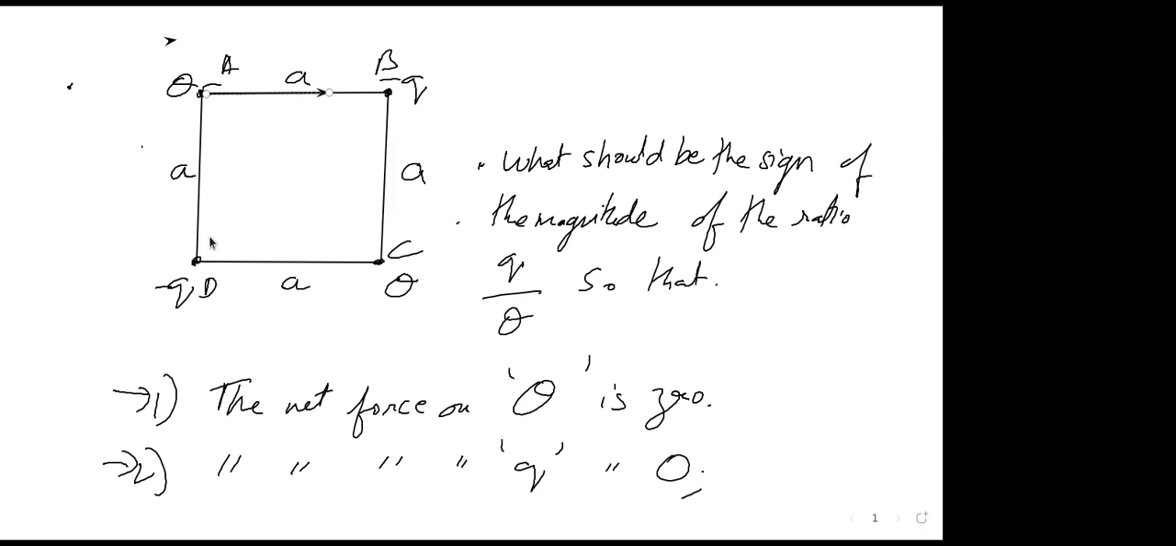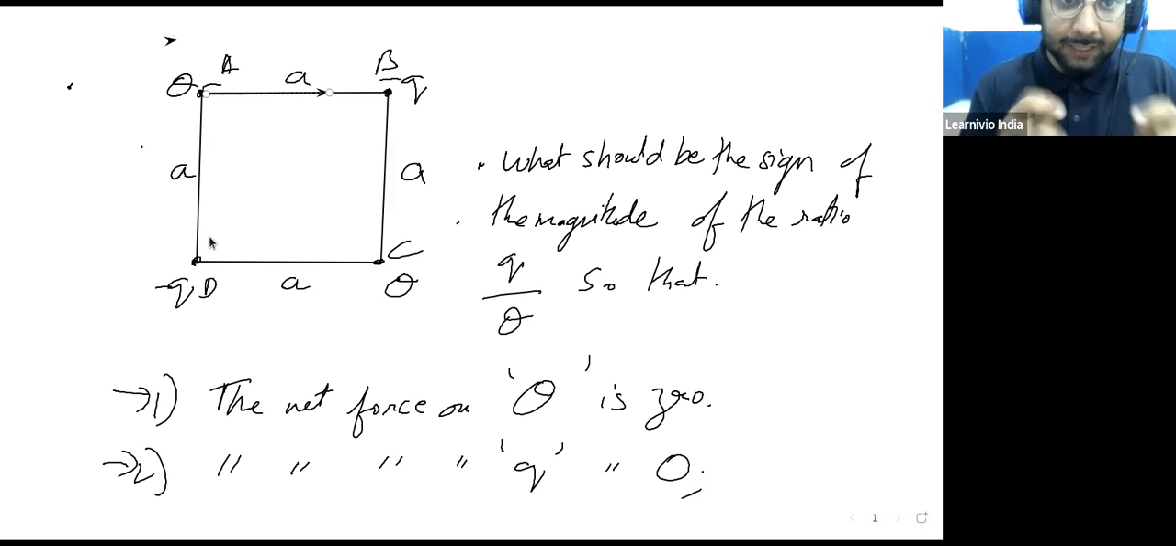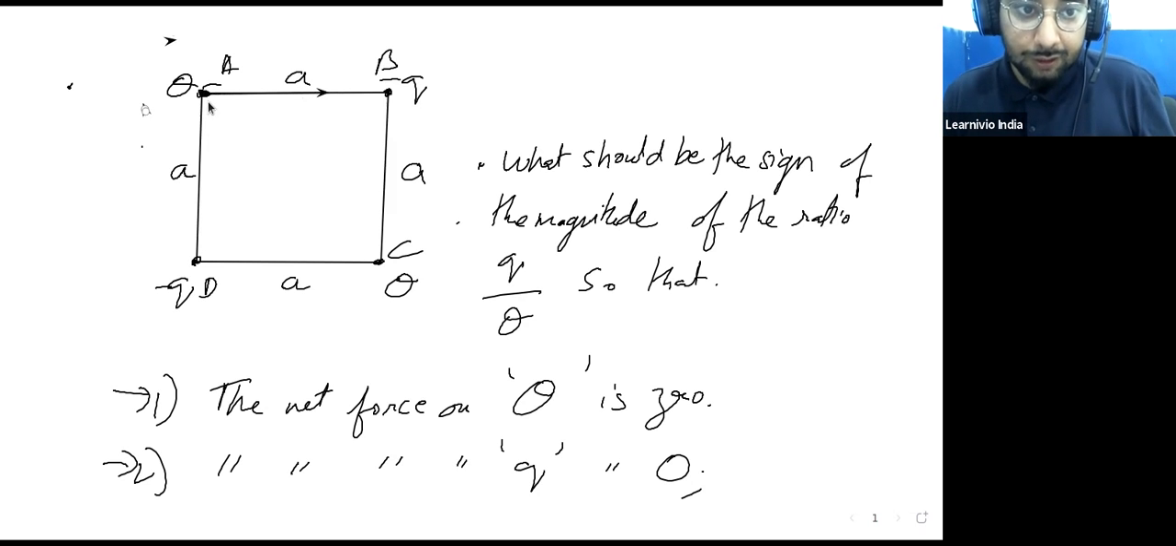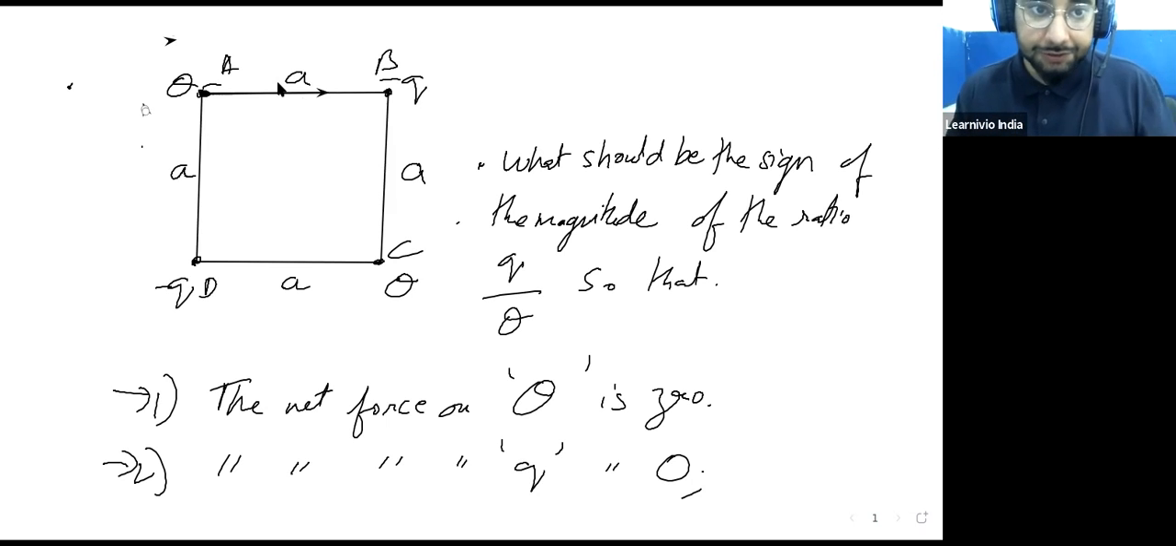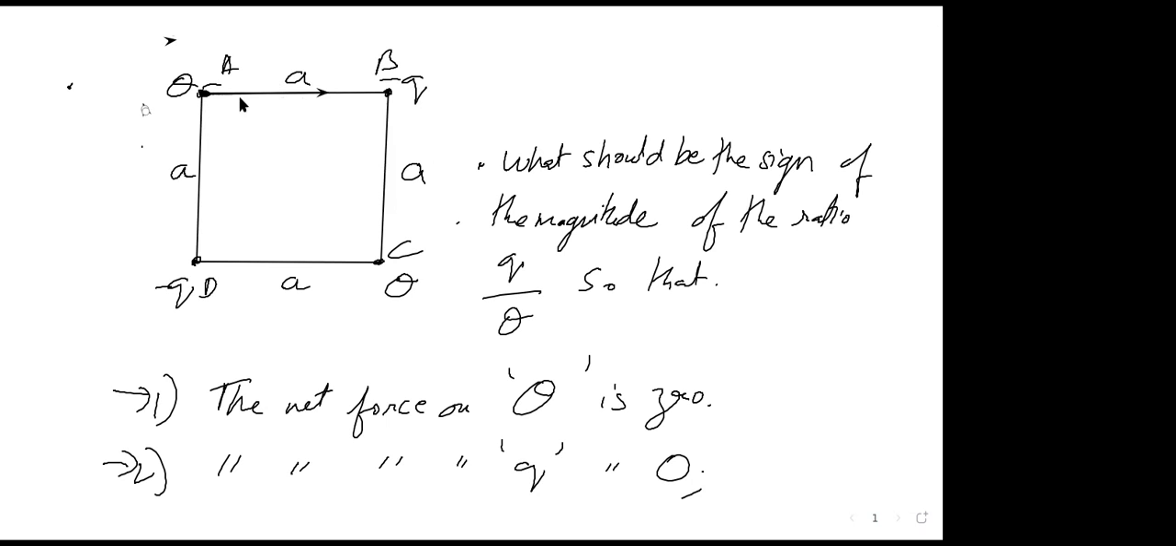Like charges are repelling, unlike charges are attracting, right? Yes, unlike charges attract. So there's a negative charge and there's a positive charge, so they'll attract each other and come towards each other.